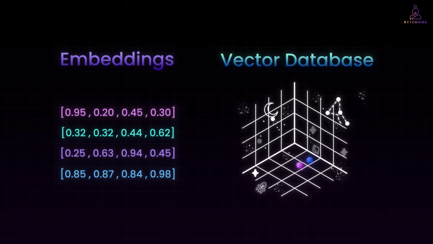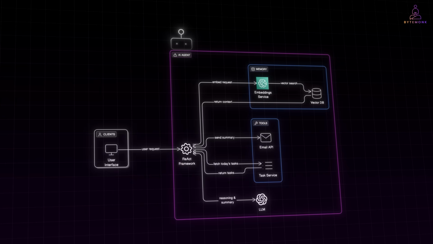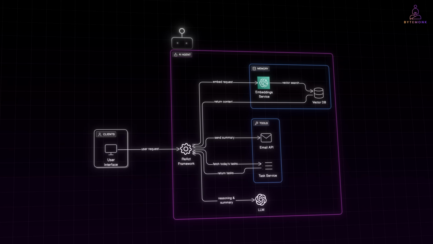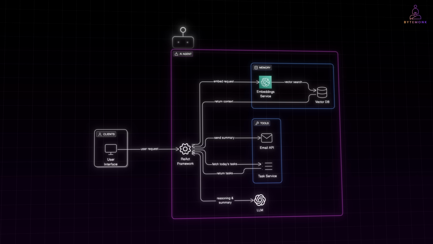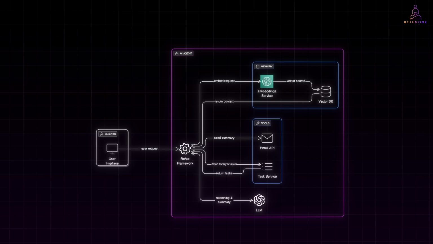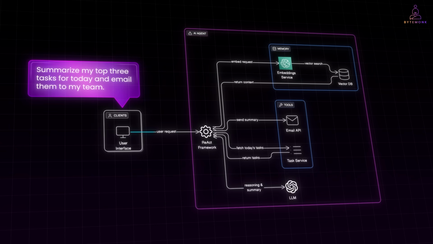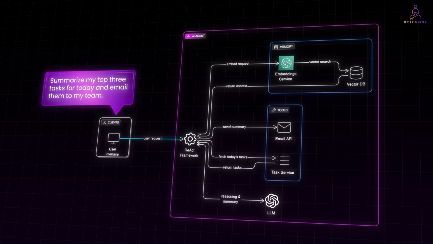But memory alone isn't enough. The system also needs to decide what to do with that information. And that's where intelligent agent orchestration comes in. An AI agent is more than just a chatbot. It's designed to perceive your request, reason about the steps needed, and then act using the right tools. Orchestration is how we manage this reasoning and acting loop. For example, imagine you ask, "Summarize my top 3 tasks for today and email them to my team." The agent has to understand your intent, retrieve today's tasks from the vector database, prioritize them using its reasoning ability, draft a summary, and finally, call the email API to send the message.